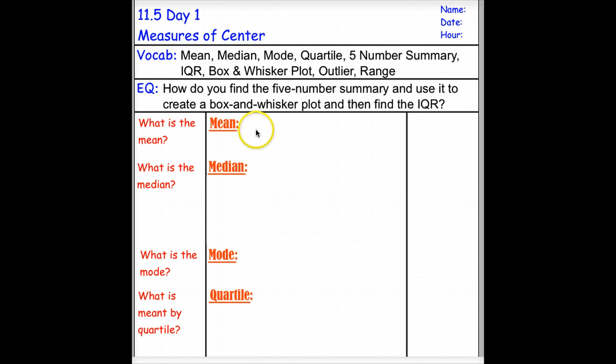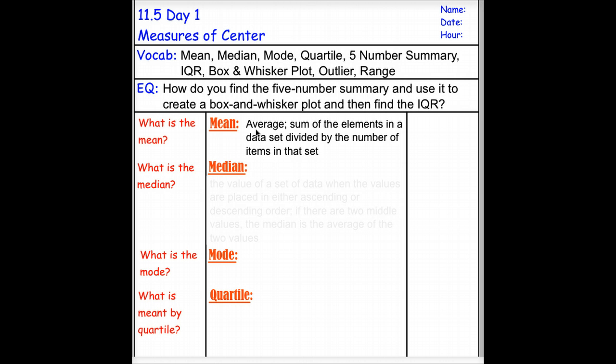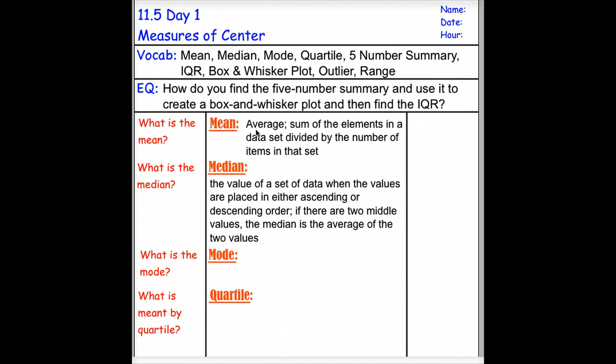So let's start off. As you recall, mean is going to be when we have that average, the sum of the elements in a data set divided by the number of items in that set. The median is the value of a data set when the values are placed in either ascending or descending order, in which we have the middle value. And if there are two middle values, the median is going to be the average of those two values. Our mode is our most often occurring number, or the number that has the greatest frequency in a data set.